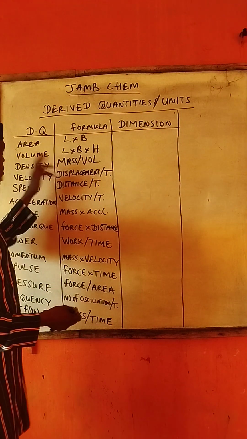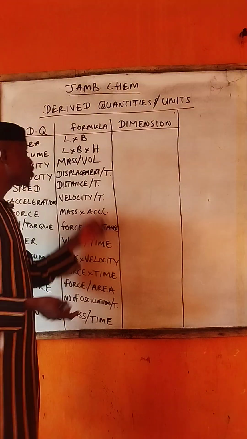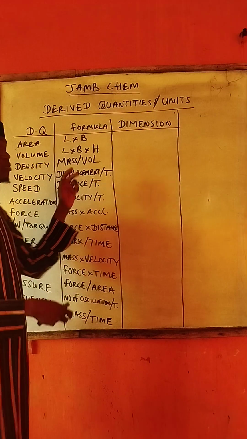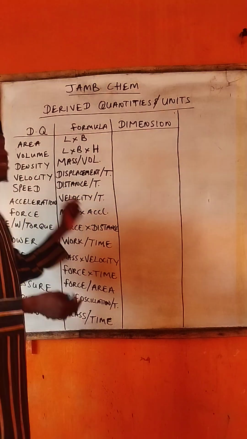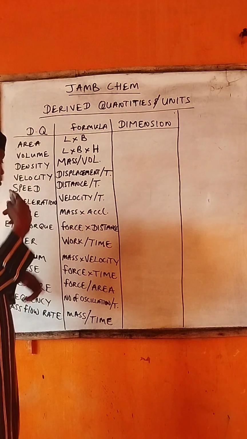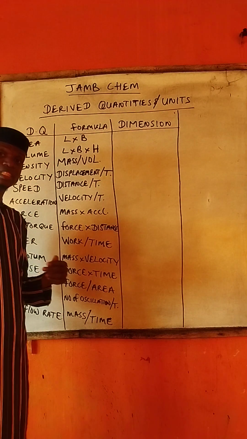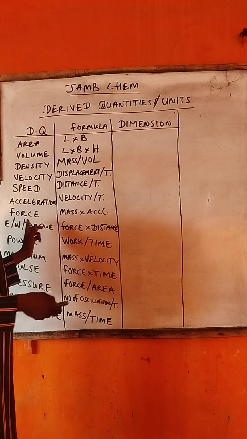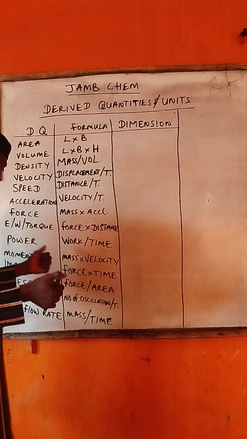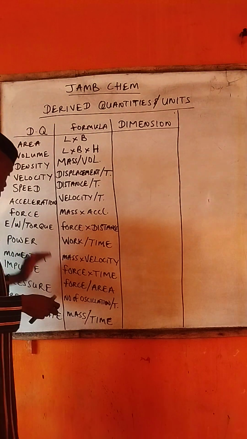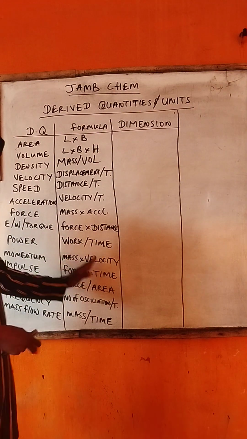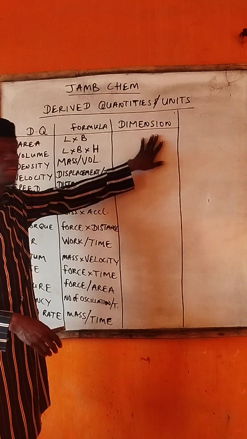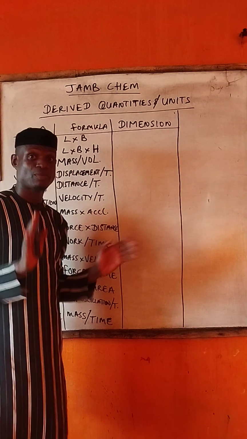Because of time, this is the formula of area: length times breadth, as we all know. The volume is length times breadth times height. The density is mass over volume, while the velocity is displacement over time, the speed is the distance over time, the acceleration is change in velocity over time, force is mass times acceleration due to gravity, the energy is force times distance, the power is work over time, and so on. Momentum, mass times velocity. So what is their dimension? This is where we are going now.